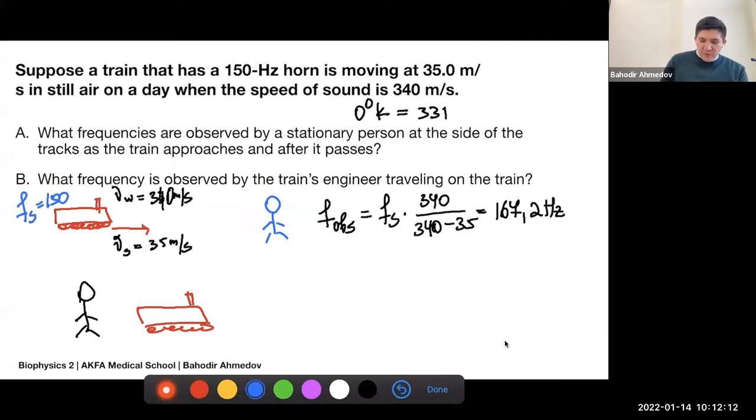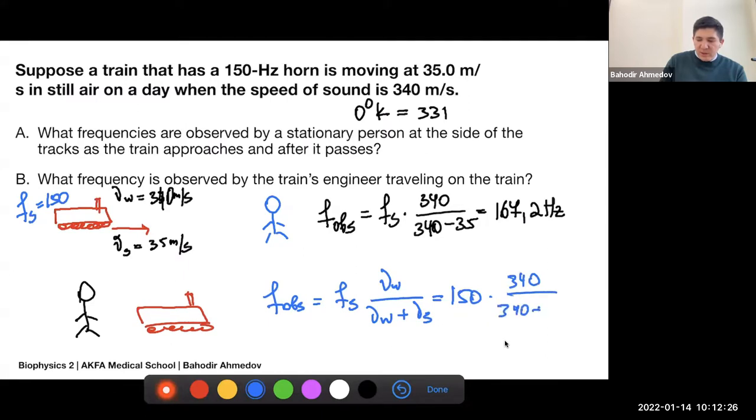So the frequency of the observer is going to be the frequency of the source, the speed of the wave divided by the speed of the wave plus the speed of the source. In this case, it's going to be 150 multiplied by 340 divided by 340 plus 35. If you put together all of the calculations, we're going to get 340 divided by 375 multiplied by 150. It's going to be 136 hertz.